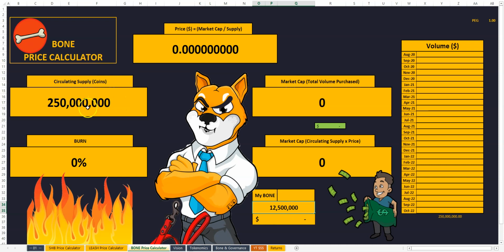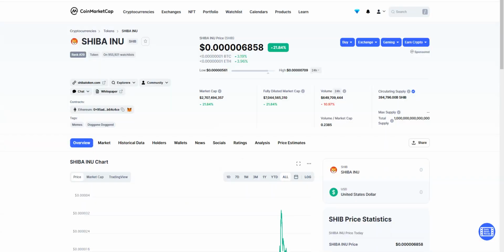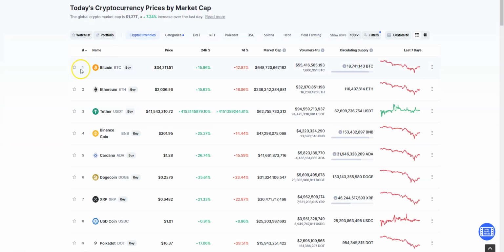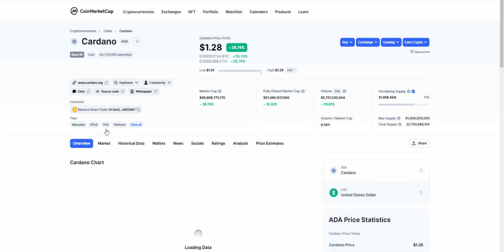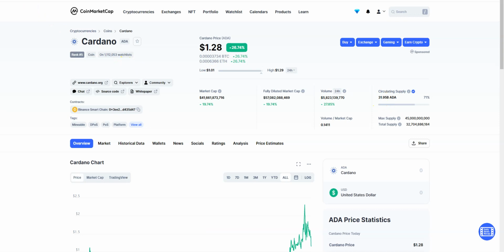Now let's see the typical market cap of a coin which has 250 million. I'm just going to go here. I haven't practiced this, so I'm just going to have a quick look. What do I think has? Okay, let's see. What does Cardano have? Circulating supply, 31 billion. No, I'm going to look for something else.